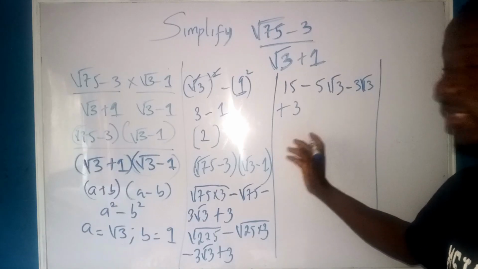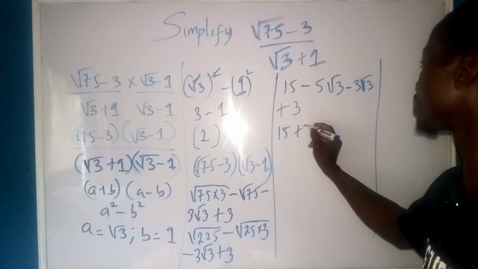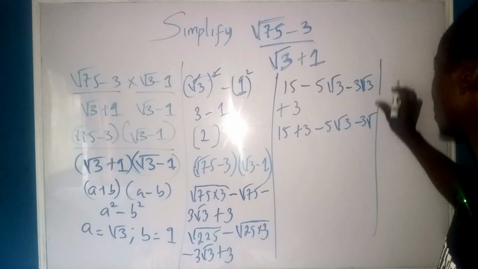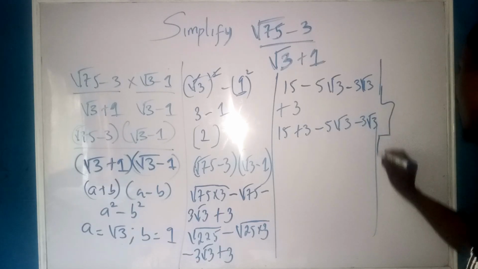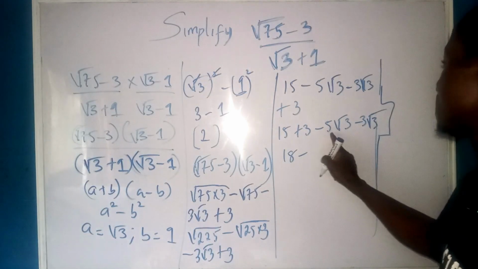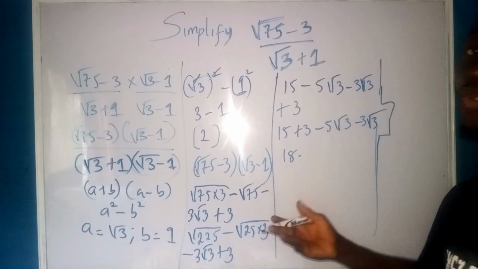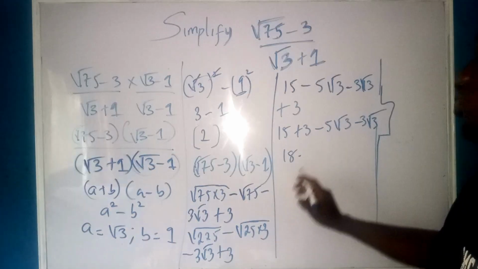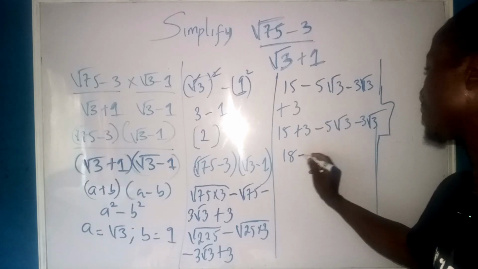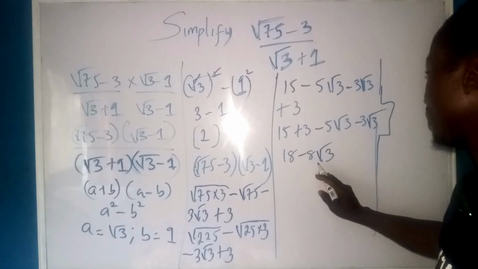Okay, let us collect like terms. 15 is a whole number, 3 is a whole number. Let's bring them together: 15 plus 3, then minus 5 root 3 minus 3 root 3. So 15 plus 3 gives us 18. Minus 5 root 3 minus 3 root 3. Because we have the same roots, we can add or subtract them. What you have to do is take the numbers beside the roots, which are 5 and 3. So minus 5 minus 3 is just minus 8, and we keep the root beside it. So this is our numerator.